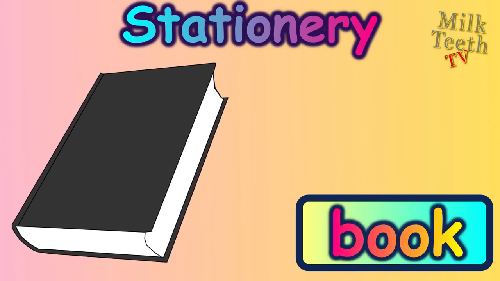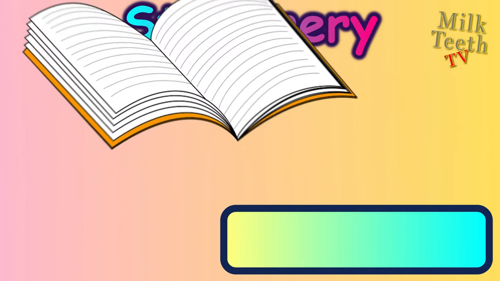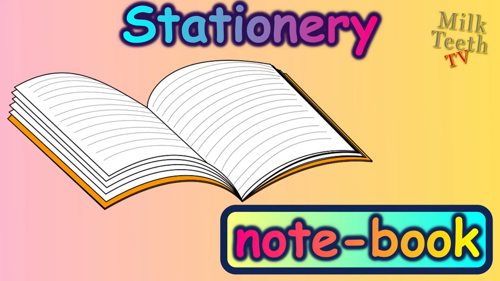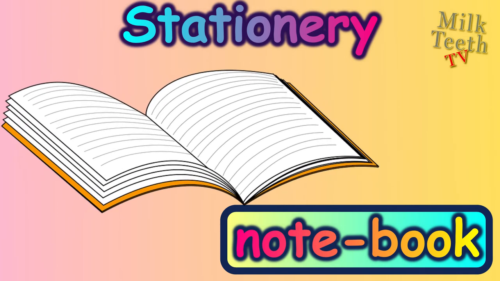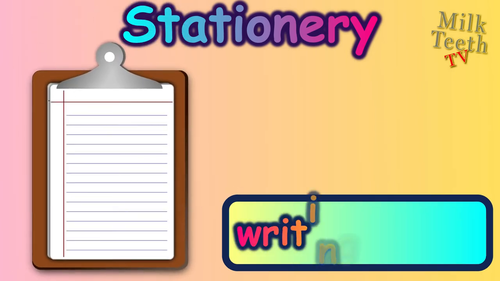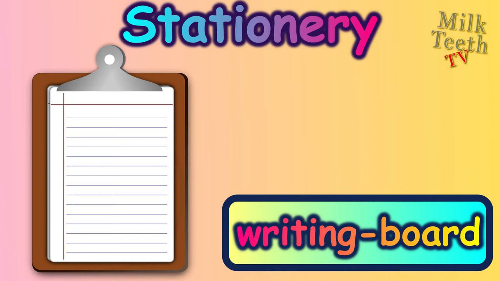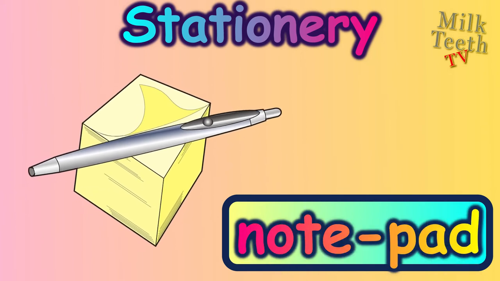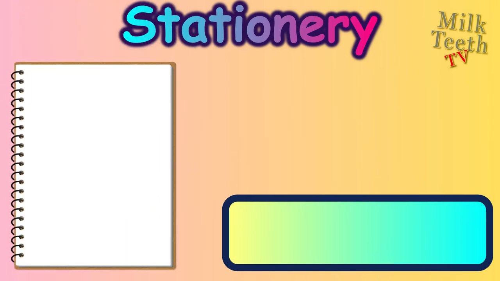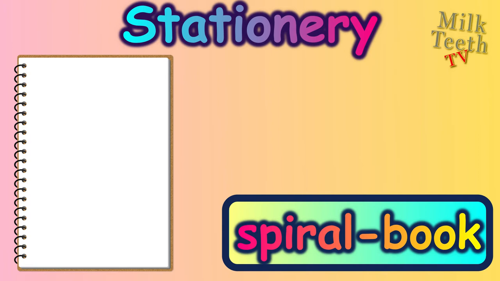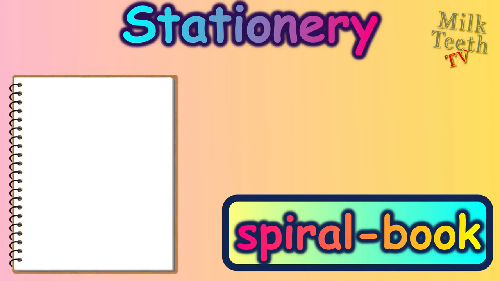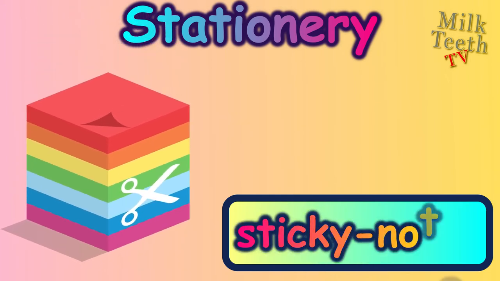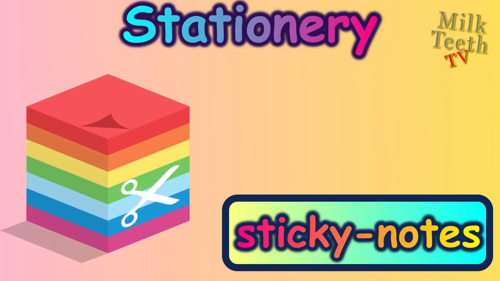This is a book. This is a notebook. This is a writing board, also known as a writing pad. This is a notepad. This is a spiral book. These are sticky notes.